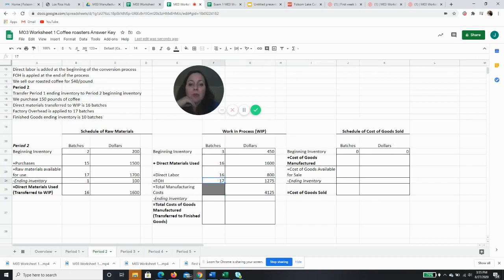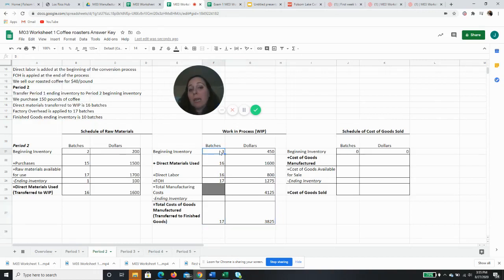So if we applied factory overhead to 17 batches, then 17 batches got finished, because as soon as we apply the factory overhead, it gets finished. And that's cost of goods manufactured: the batches we finished. All right, so I know my total product cost for a finished batch is $225, so I'm going to multiply 17 by 225. So how many batches could I have finished?